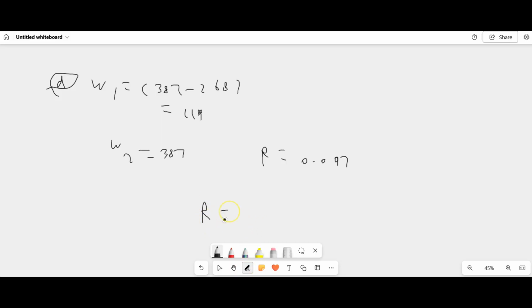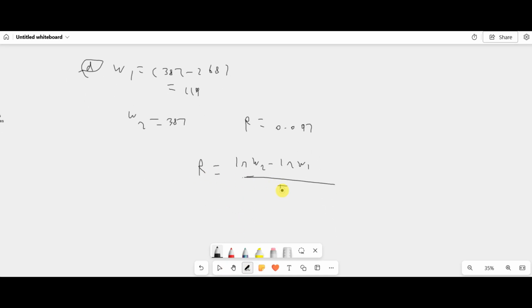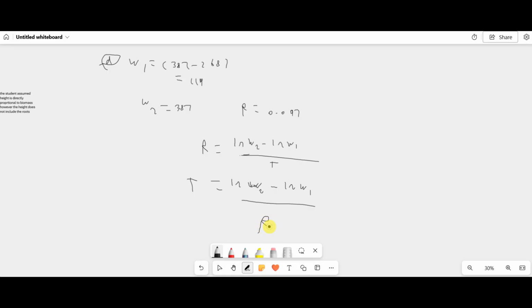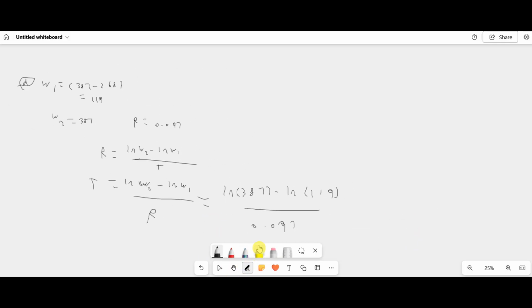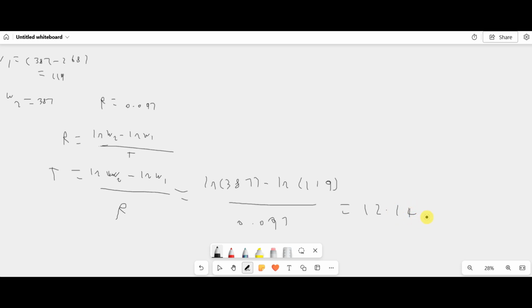So now you just need to put the whole thing together. R is equal to ln W2 minus ln W1, all of that over T. So I can move T up and then divide by R. So T is equal to ln W2 minus ln W1 over R. Then put inside the values: ln 387 take away ln of 119, all of that divided by 0.097. You get a small answer, 12.4114. So that is roughly 12 days, according to my estimations. So there you go.